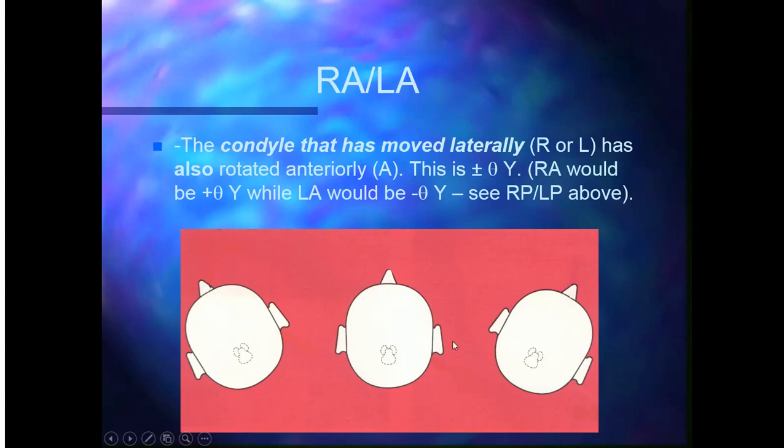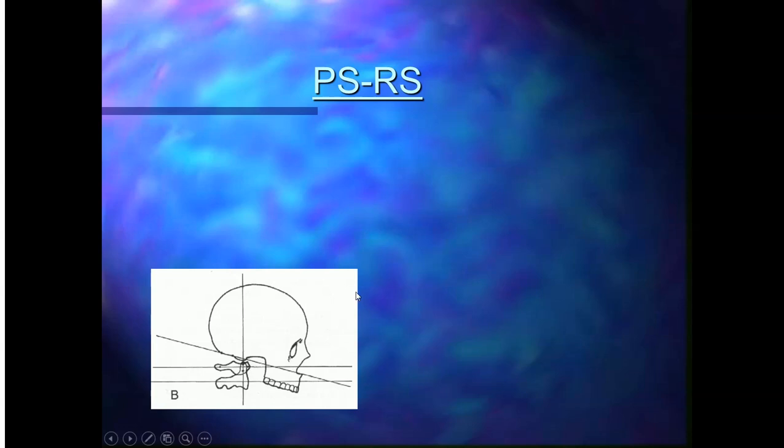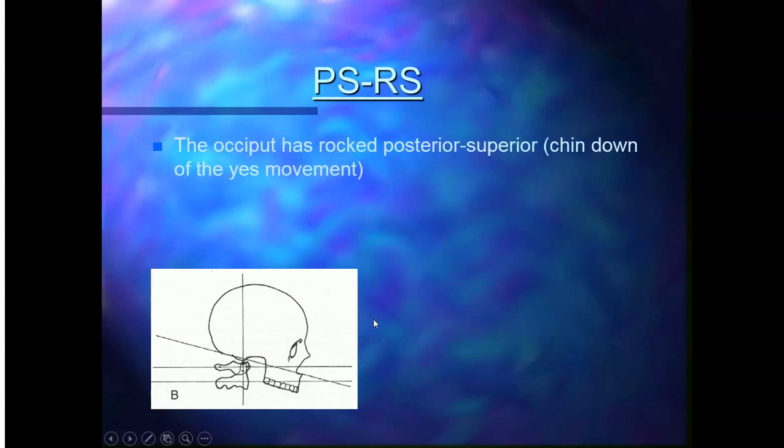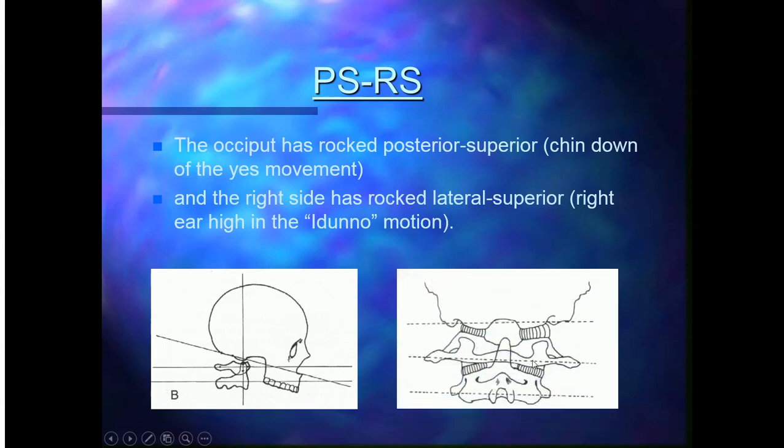Okay. So here are some examples. PS, RS. The bottom of the condyle is posterior. It rolled up that hill, so it's also superior, posterior, superior. And the right side is superior, so it rolled up the hill on the right. We're interested in the right side because that's where we're going to contact. So there's your PS, posterior, superior. Okay, chin down. And then here we have the right side is superior. Remember, right is right, left is left.